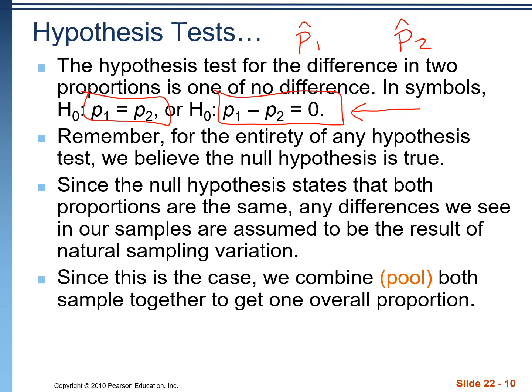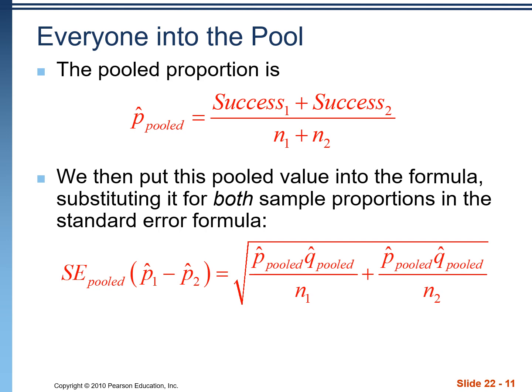So to get a more accurate representation of what the actual graduation rate is, we're going to throw all of those together and we're going to pool them, it's called, into one big proportion. So if they actually do all graduate at the same rates, which is what our null hypothesis says, which therefore we believe for the whole test, our p-hat's going to be more accurate if we take all of the graduates from the low group, all of the graduates from the normal group, and we add them together. And we divide that by the full sample size of both groups combined. This is called a pooled p-hat.